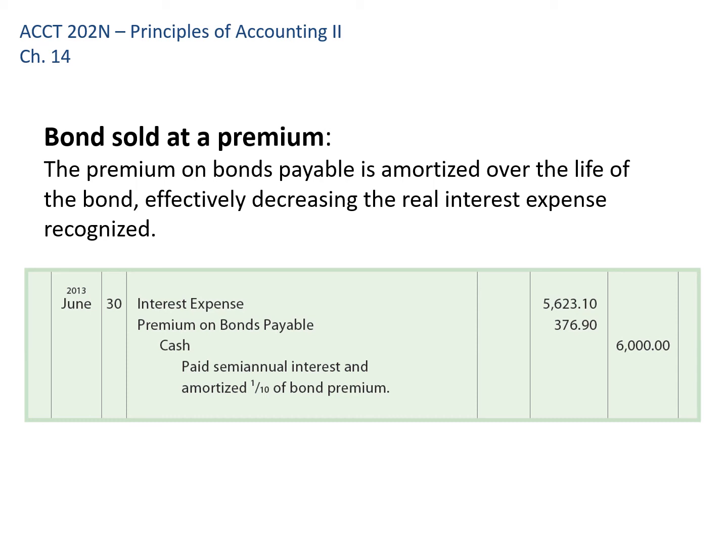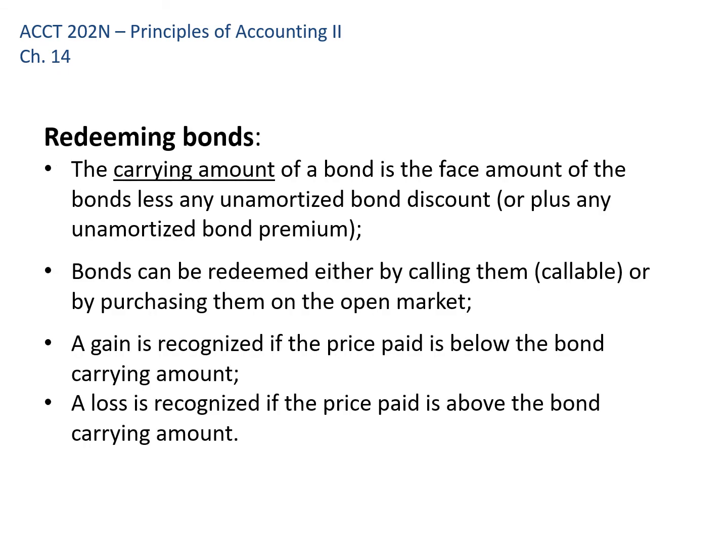So I'm going to add unamortized premium, I'll subtract unamortized discounts. That's the carrying value. And the only reason that's really important is if I choose to pay the bonds off early. So that's called redeeming the bonds. So if I redeem the bonds, I'll look at what the carrying amount is at that point, and that will cause me to recognize a gain or a loss.